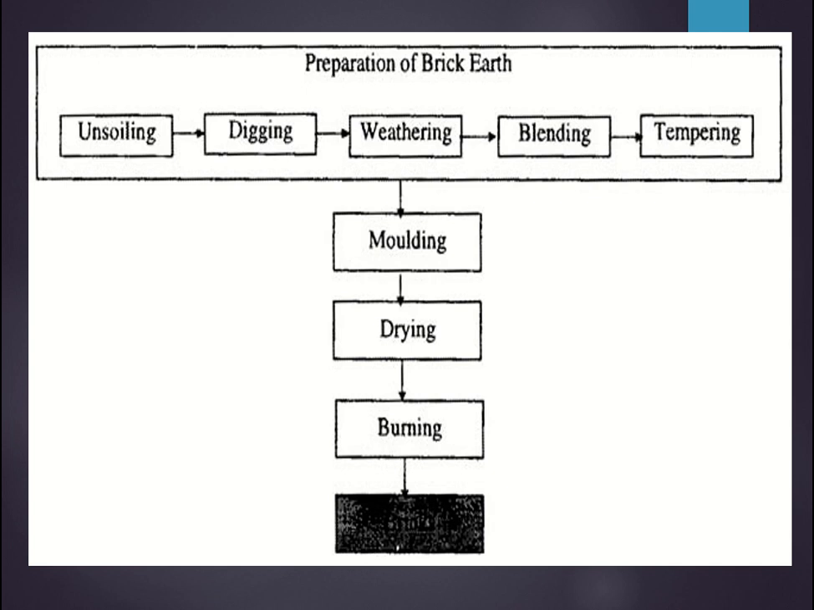If you see the first operation, the major operation, which is preparation of brick earth, it again consists of steps like unsoiling, digging, weathering, blending, and tempering. Later on it goes to the molding and then drying and then the burning of brick, and ultimately we get the brick. So now in this video I'll be explaining each step in detail, and let's see how we are finally coming out with a brick.